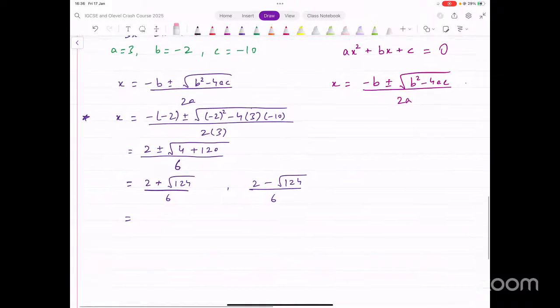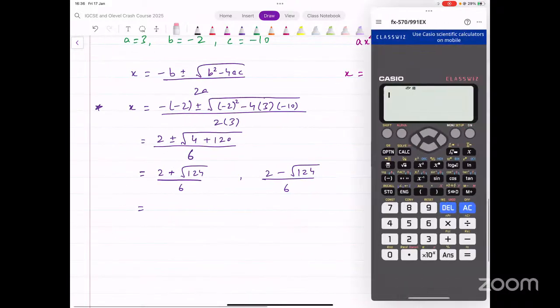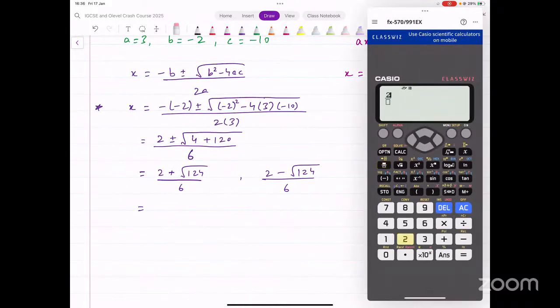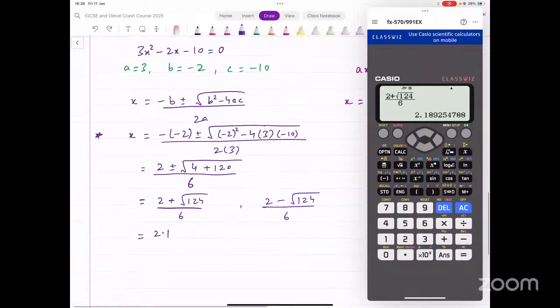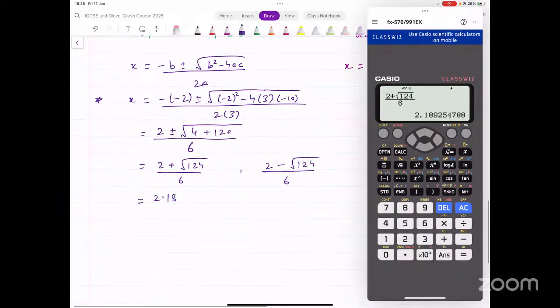And now you can put this on your calculator to see what you get. The first one, 2 plus square root of 124. Write it exactly like this in the calculator. And the first solution that you're getting is 2.18925. The question says you have to give an answer to 4 significant figures. So the first one is going to be 2.189.